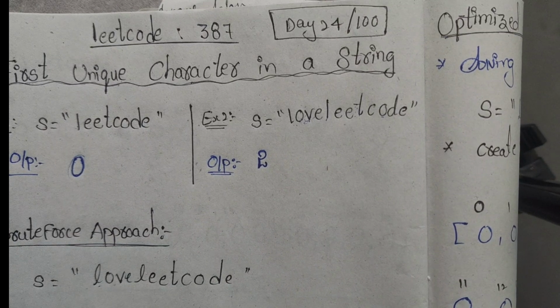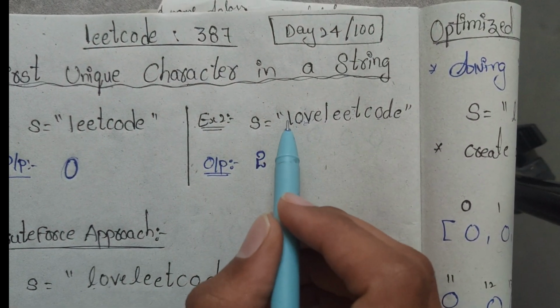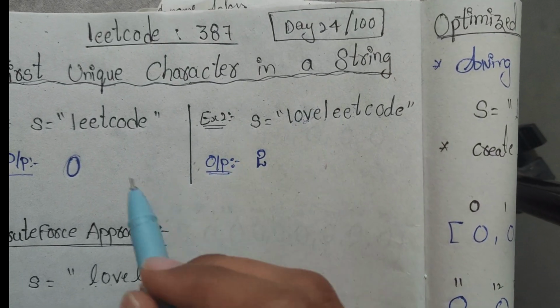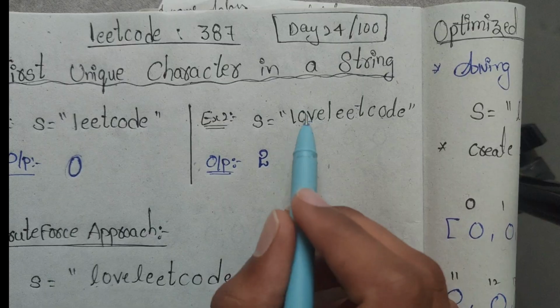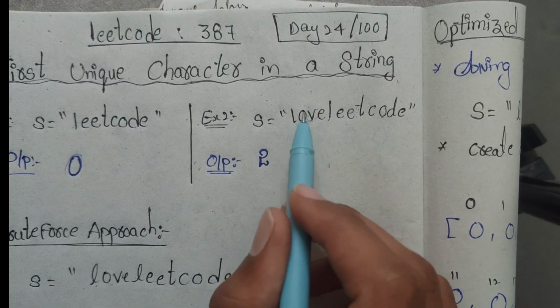Now let us look at the second example. If you carefully look at this string, for the first character L, there is another L found here, isn't it? So L is not a unique character. Now let us go to the second character. The second character here is O. There is another O present in the string. So O is not a unique character.